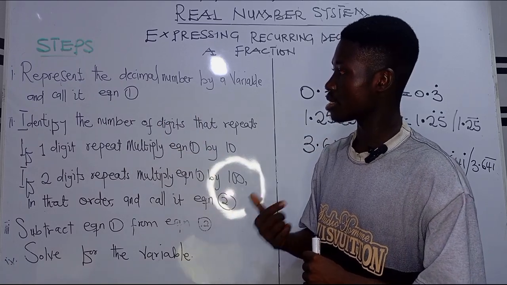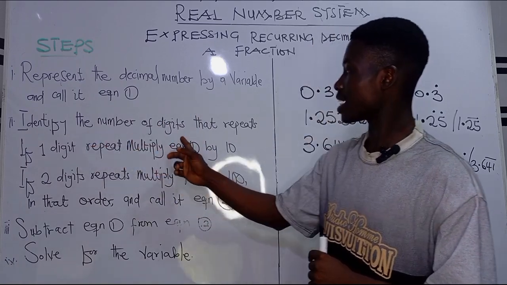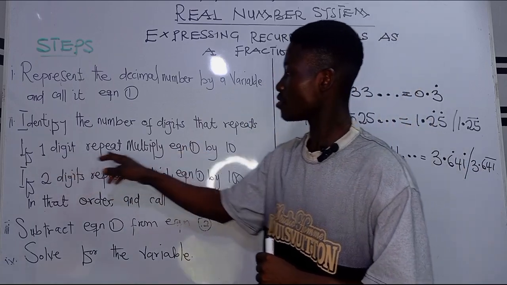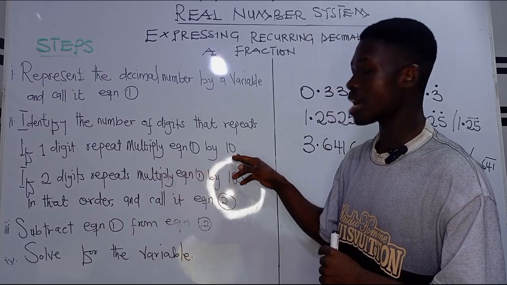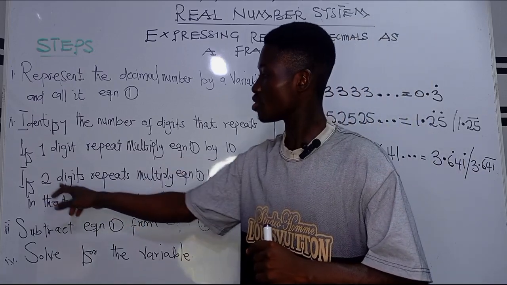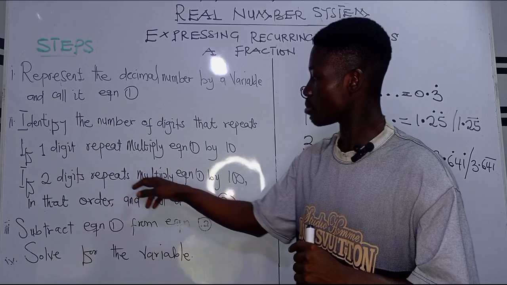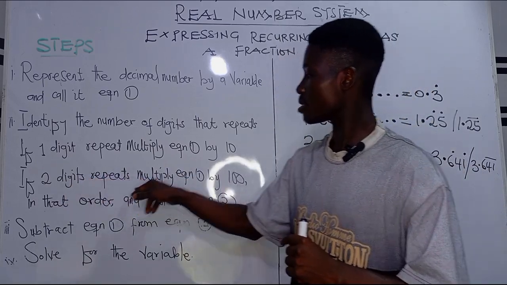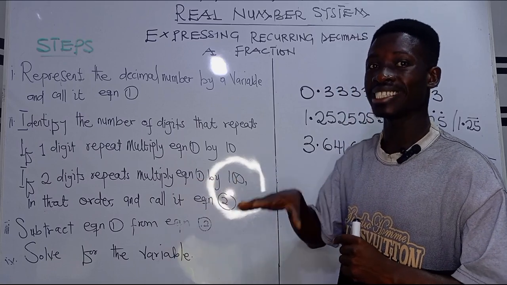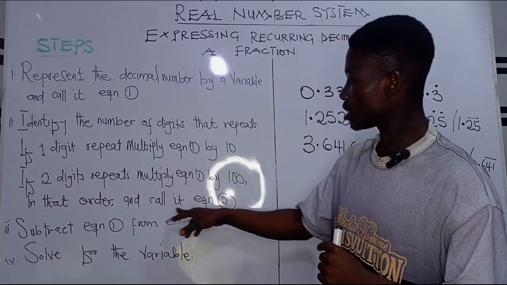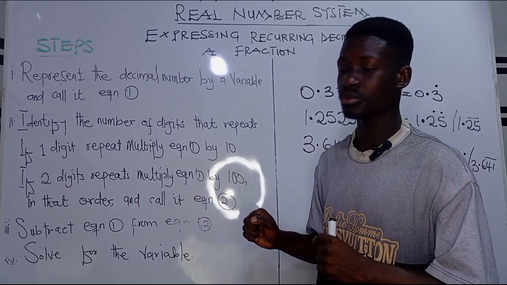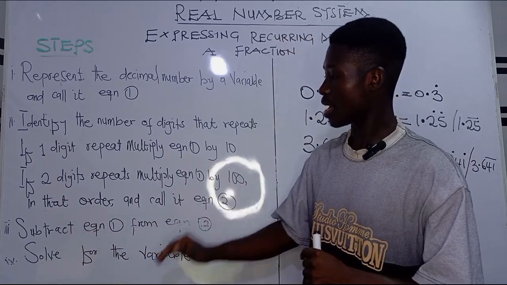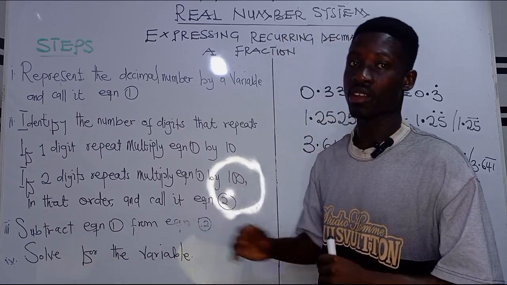The second step says to identify the number of digits that repeat in the decimal part. If 1 digit repeats, multiply equation 1 by 10. If 2 digits repeat, multiply equation 1 by 100. If 3 digits repeat, multiply equation 1 by 1000, in that order, and call it equation 2. Then subtract equation 1 from equation 2, and lastly, solve for the variable.